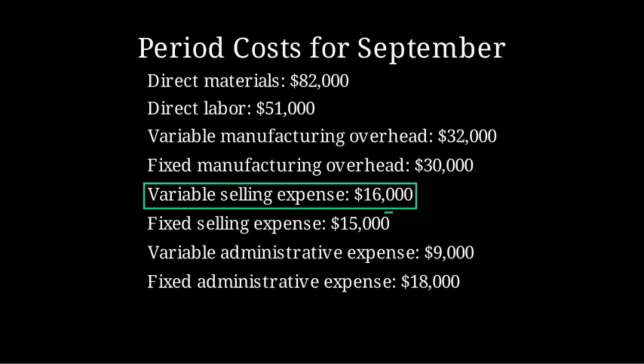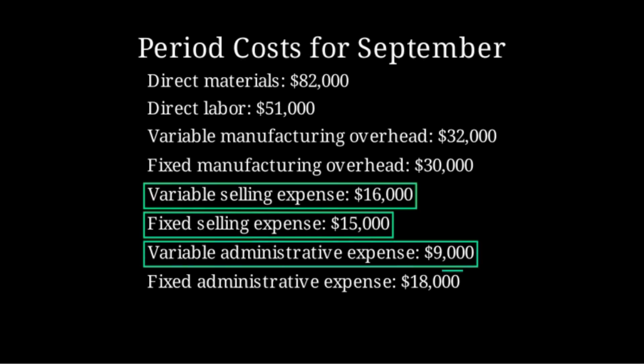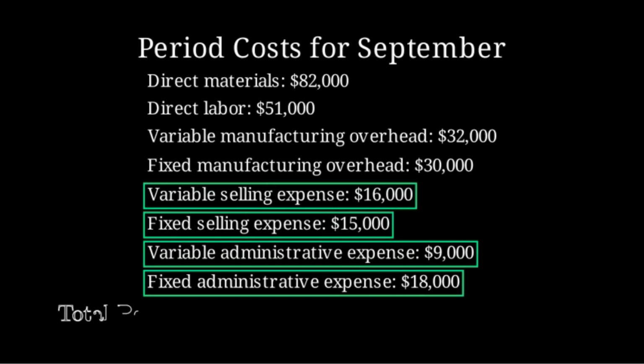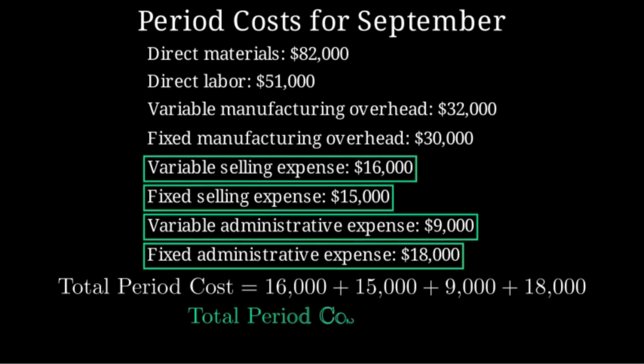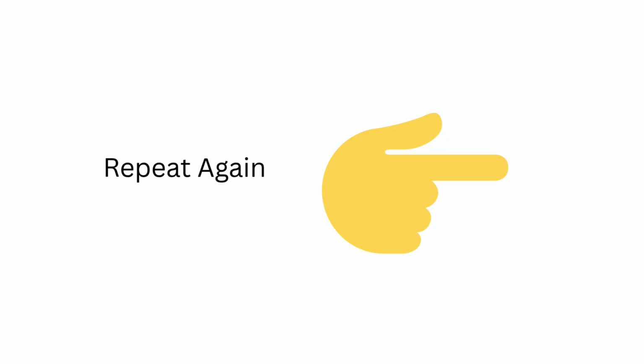So we will highlight variable selling, fixed selling, variable administrative, and fixed administrative. Now, add the 4 period costs together. We add 16,000, 15,000, 9,000, and 18,000. That gives us a total period cost of $58,000 for the month of September.